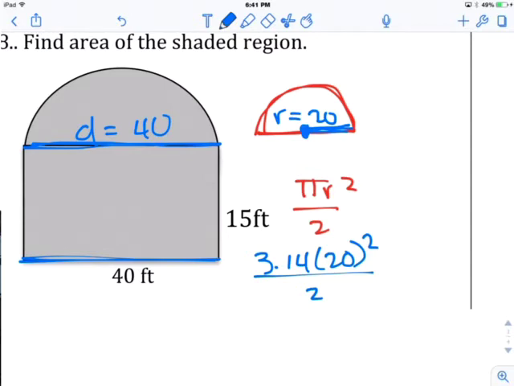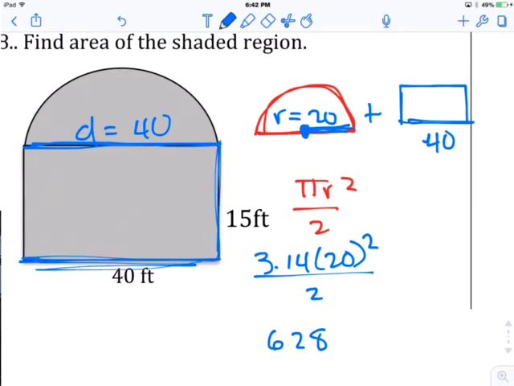I'm putting in mine. I get 628. I hope I'm correct. Just check, make sure on your own. Plus the rectangle, which is length, which is 40. The length. The width right here is 15. Length times width, 40 times 15.